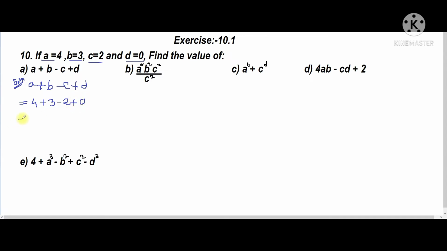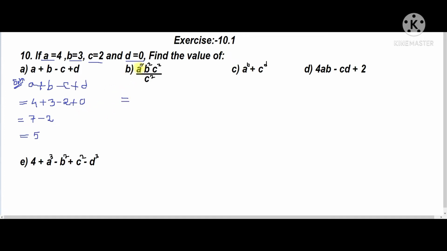Now we will calculate two numbers together. 4 plus 3 is 7, and then minus 2. Plus 0, no need to write. So 7 minus 2 is 5. Okay, next, part b.